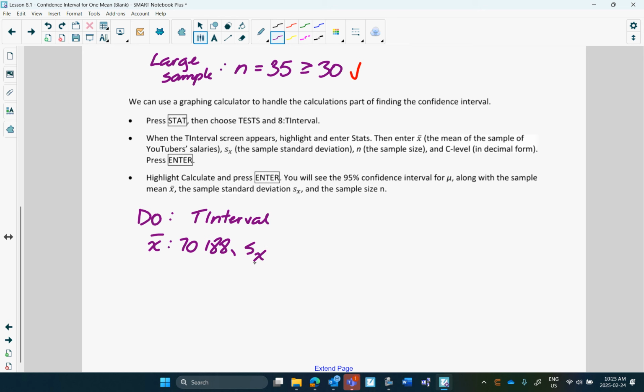The sample standard deviation was 70,000, did I have it wrong? 70,006, sorry. Thank you. 70,006. The standard deviation, well, that's where I got the 188. 82,188. Your sample size is 35, and your confidence level is 0.95. So 71,006, 82,188, 35, 0.95.